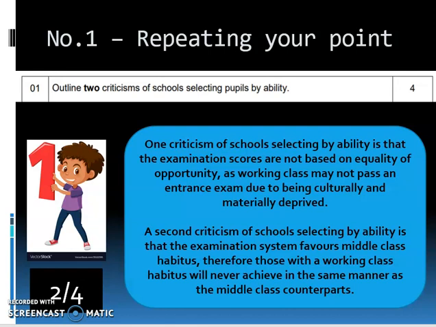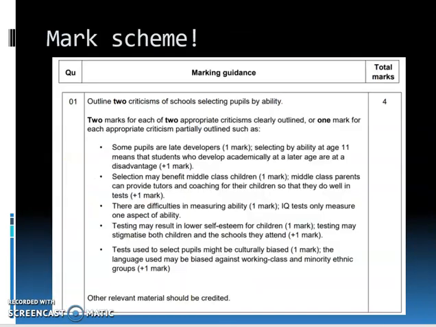Cultural and material deprivation. Now, this second point is very similar because they reference the examination system again, which favours the middle class. That indicates bias once again. This is too similar to point 1 and didn't get any marks. So let's have a look at the mark scheme to see what other points this student could have made.